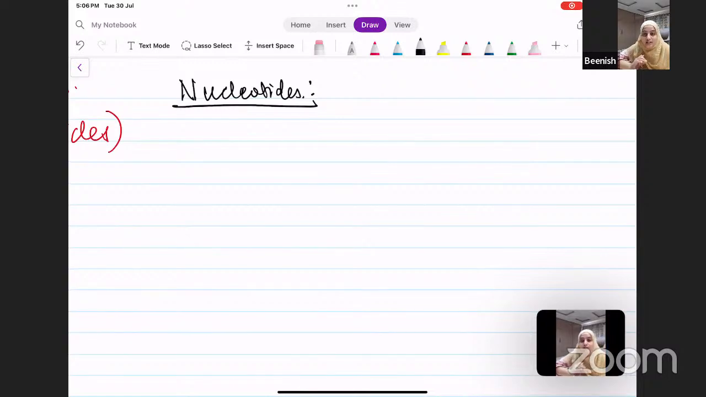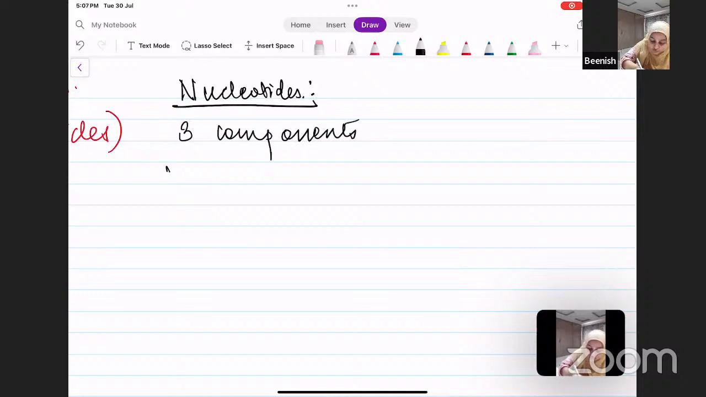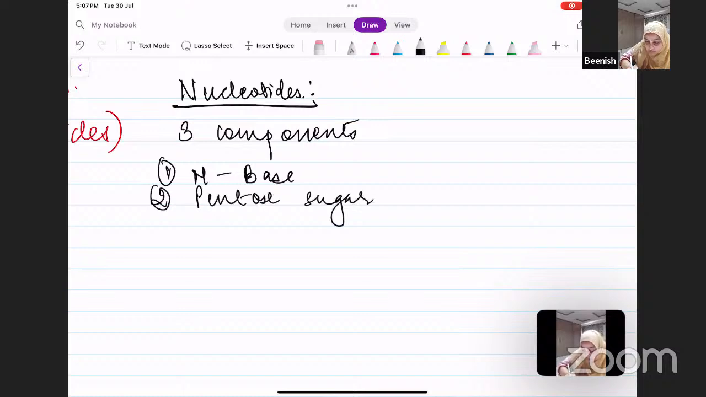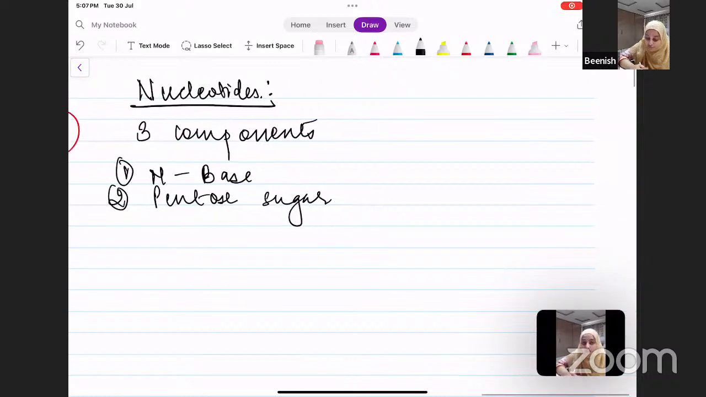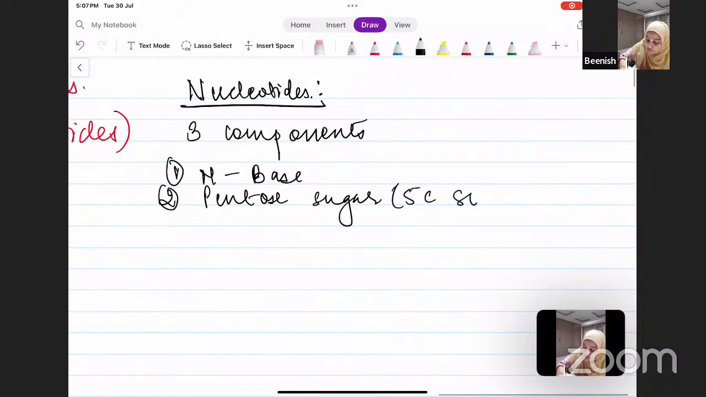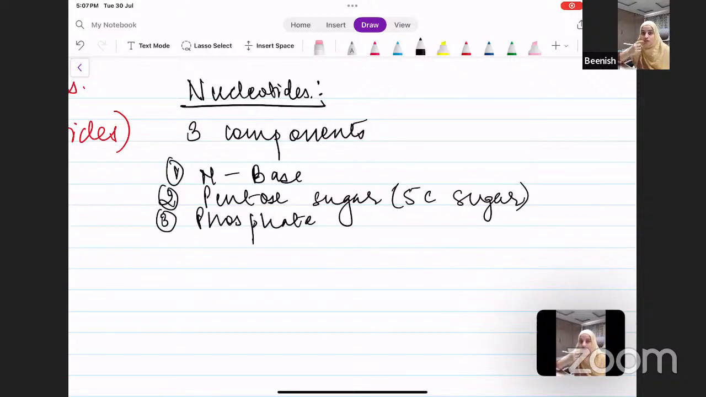Your nucleotides, as I said, are the monomeric units of nucleic acid, and they are composed of three components. What are they? Your nucleotide consists, number one, of a nitrogenous base. Then it has a pentose sugar. Pentose sugar means a sugar with 5 carbons, a 5 carbon sugar. And lastly, it has a phosphate, or phosphoric acid. So these are the components of your nucleotide.